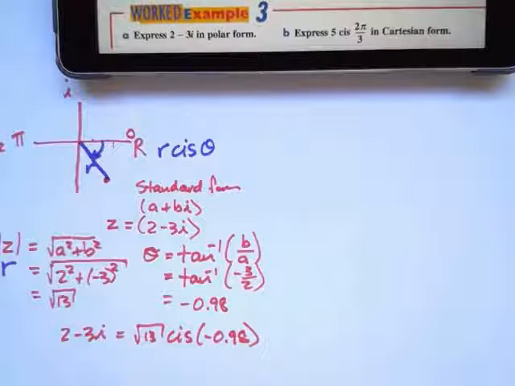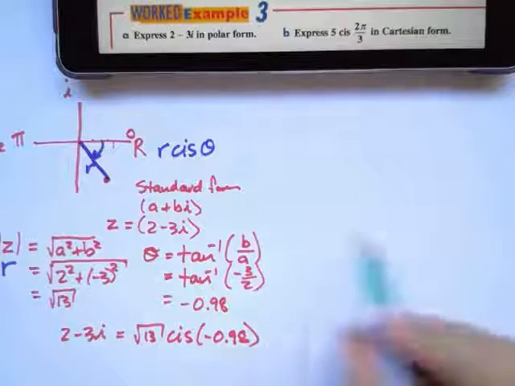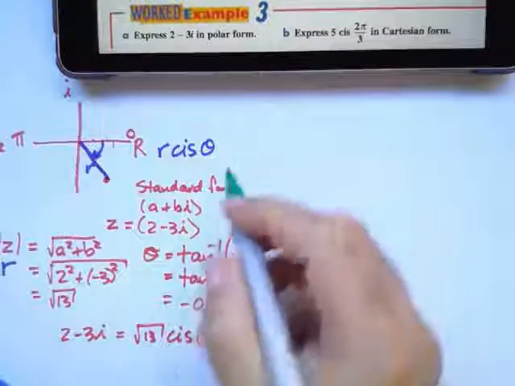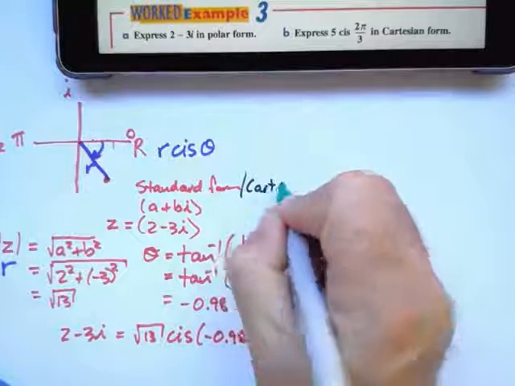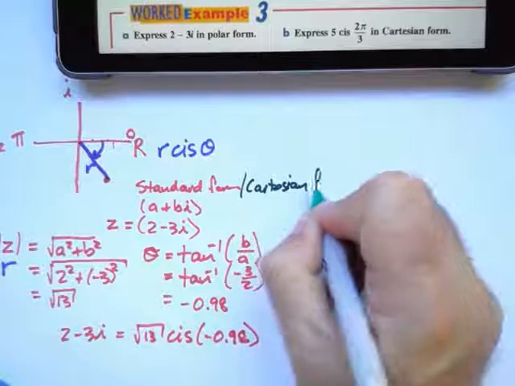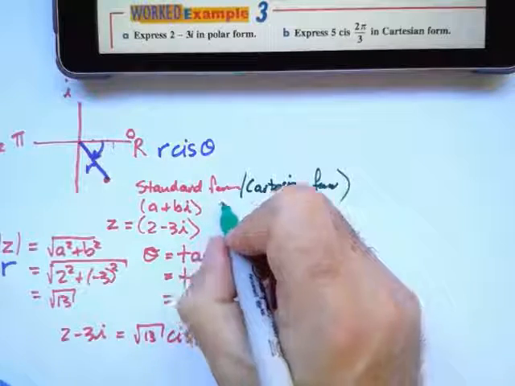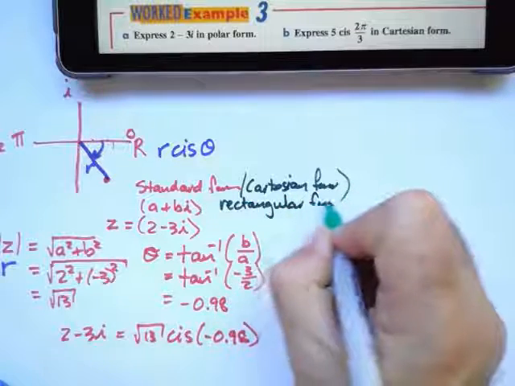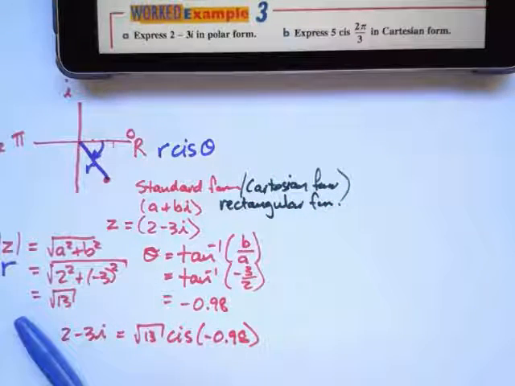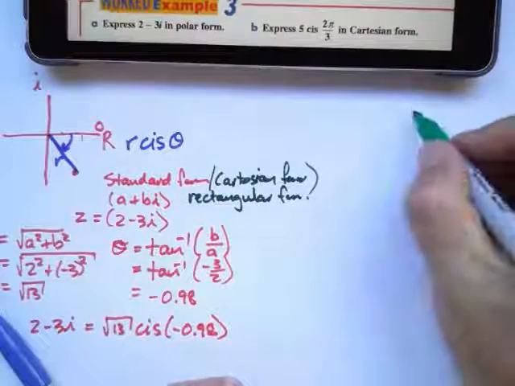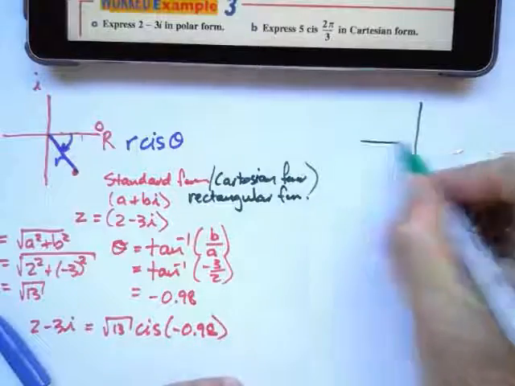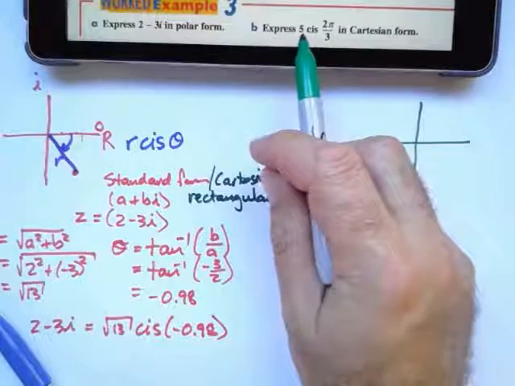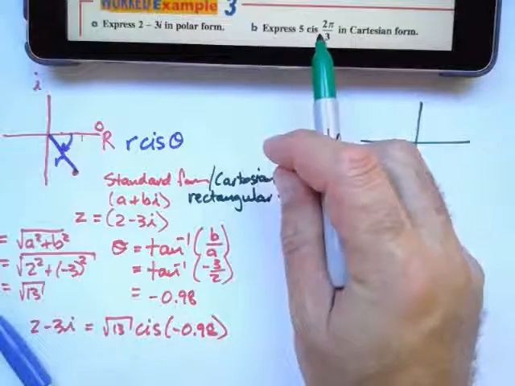In the B part, they ask us to express 5 cis 2 pi over 3 in Cartesian form. Now just quickly back to our little sketch here. Another way to write standard form is Cartesian form. And they can also call this the rectangular form. So any of those are exactly the same thing: Cartesian form, rectangular form, or standard form. I again going to start off by drawing my Argand diagram just to make sure that I know what I'm doing. Let's say the magnitude of this is 5, cis of 2 pi over 3.